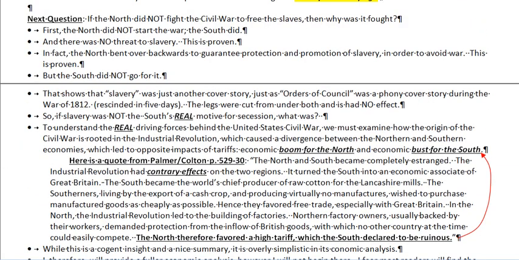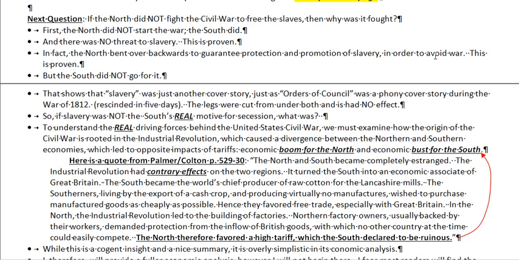All right, if the North did not fight the Civil War to free the slaves, then why was it fought? Well, first of all, keep in mind, the North did not start the war, the South did. And there was no threat to slavery. This is proven. In fact, the North bent over backwards, did cartwheels, jumped through hoops, stood on their head to guarantee protection and promotion of slavery in order to avoid a war.